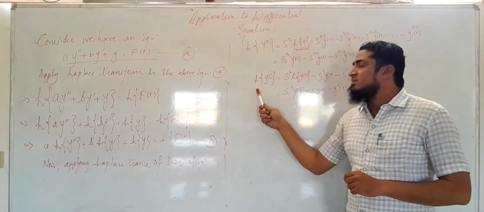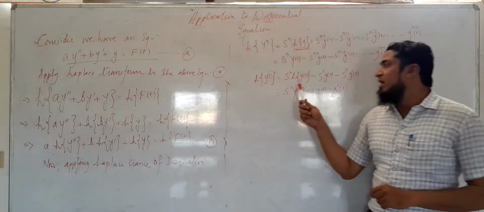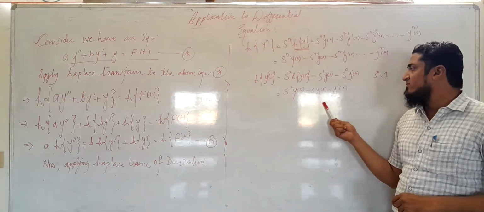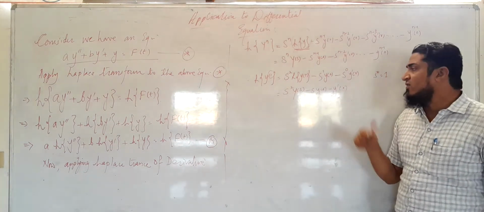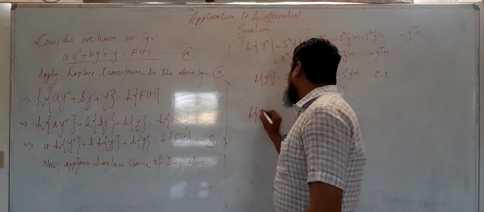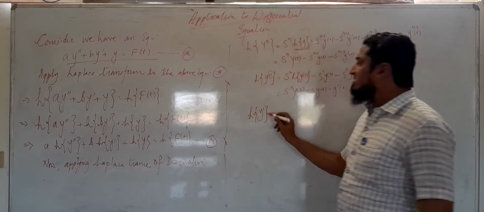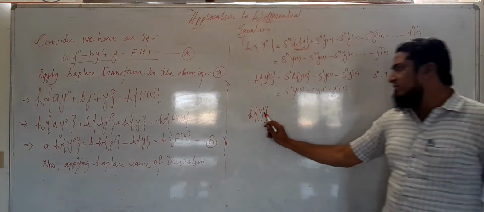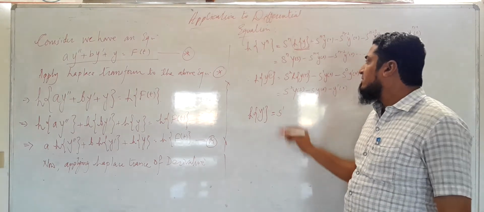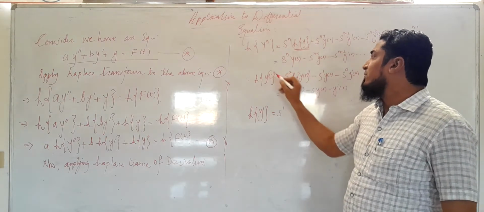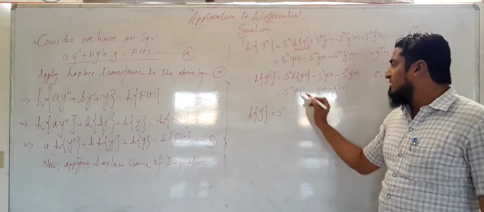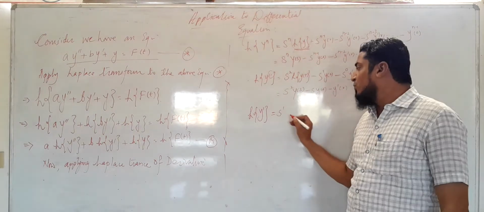So we have Laplace transform of y double dash is equal to s square Y of s minus s y of 0 minus y dash of 0. Similarly, we can find Laplace transform of y dash, and since we have only the first derivative, we start with s and the power is 1.